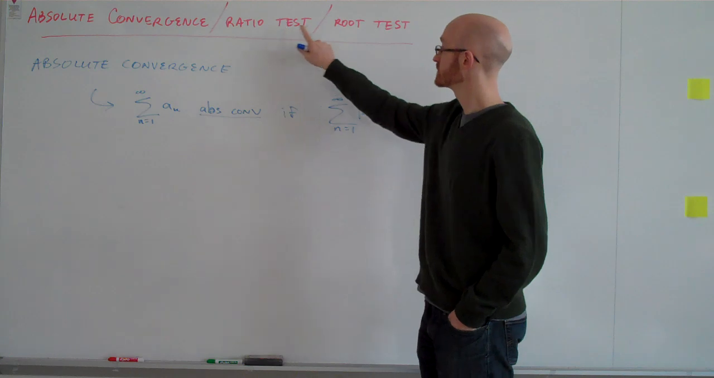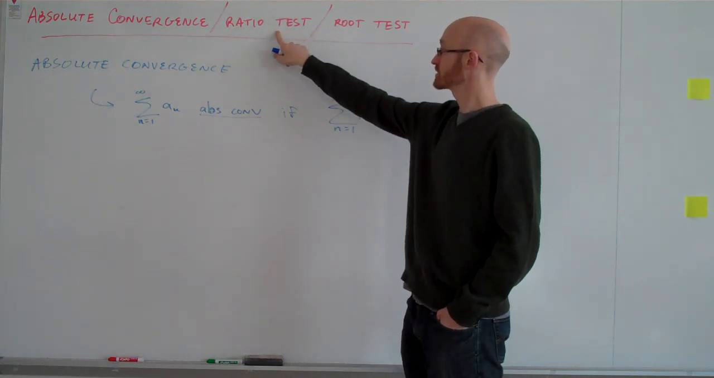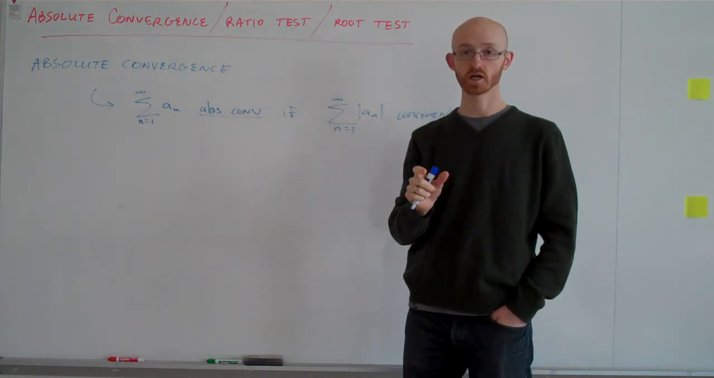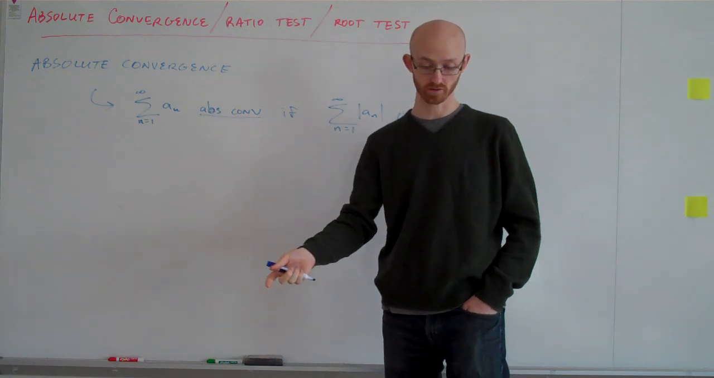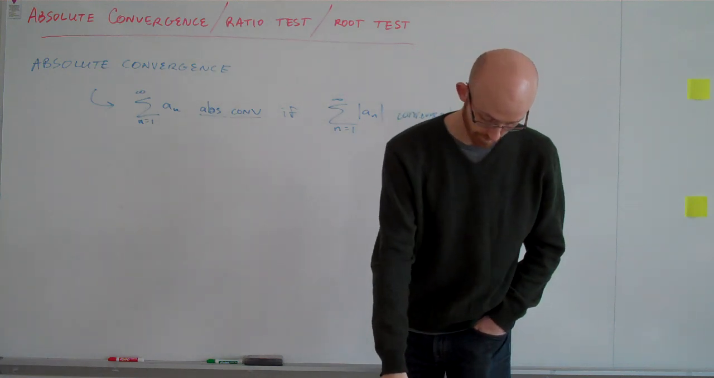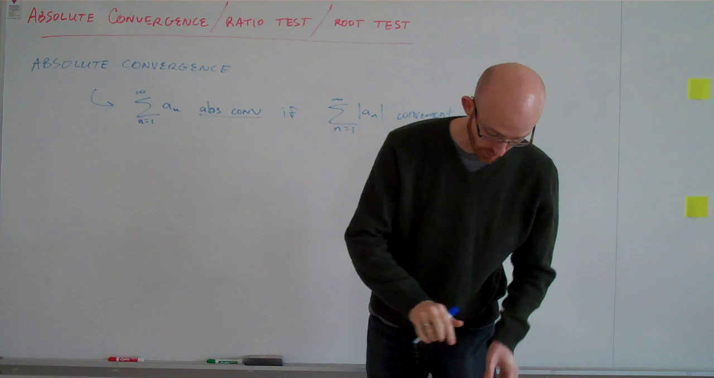And then we're going to do two tests, the ratio test and the root test, both of which will test for absolute convergence, and then that'll be that. So first example.